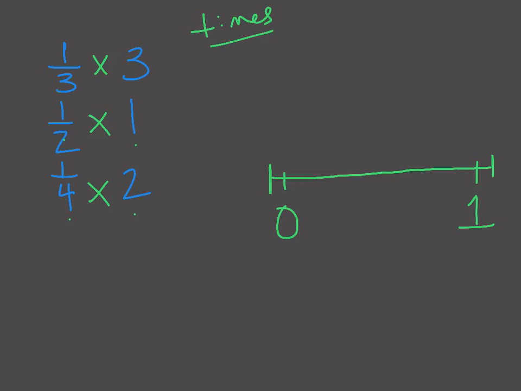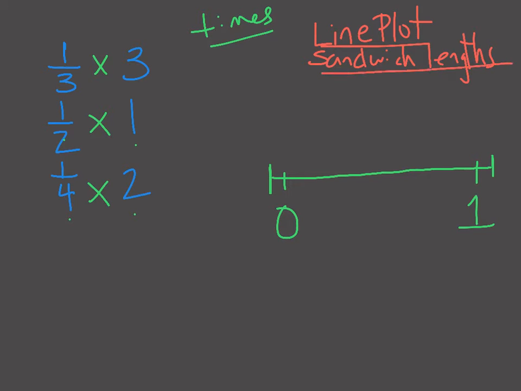All right, so to record that data then, I need to put it on a line plot. That's what this is called. So my data goes on my line plot. And my line plot needs to have a title. So my line plot is going to be titled Sandwich Lengths, because that's what my data is talking about, sandwich lengths.